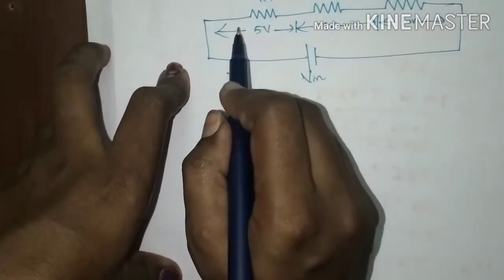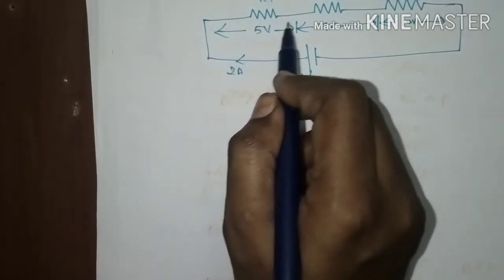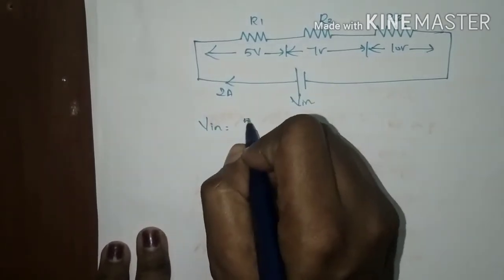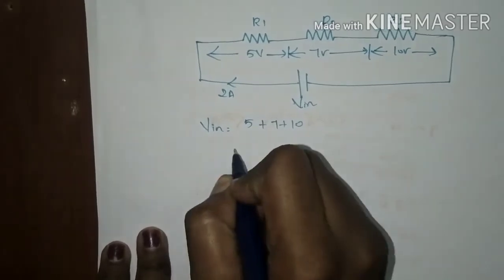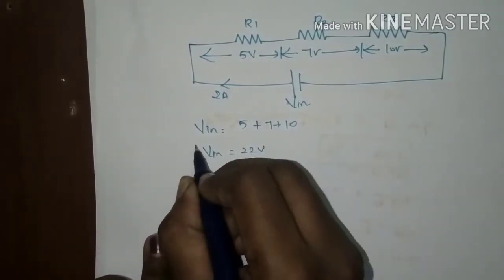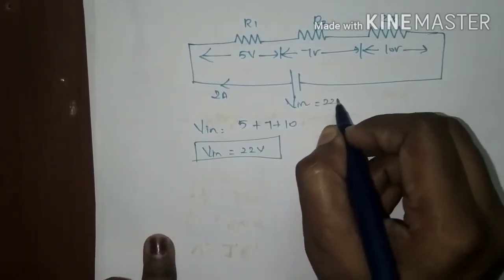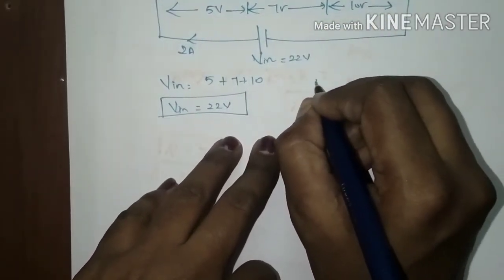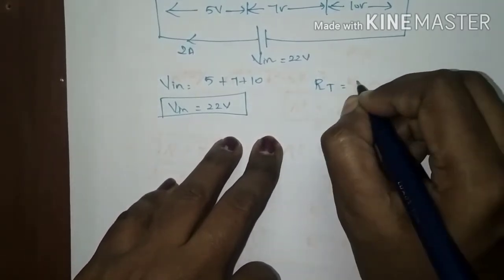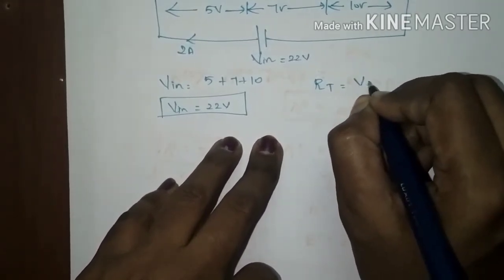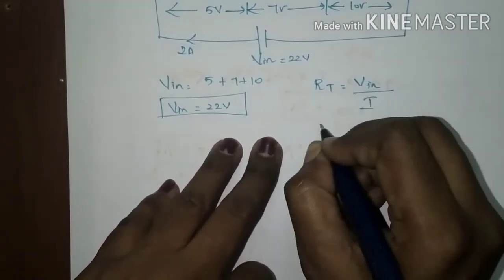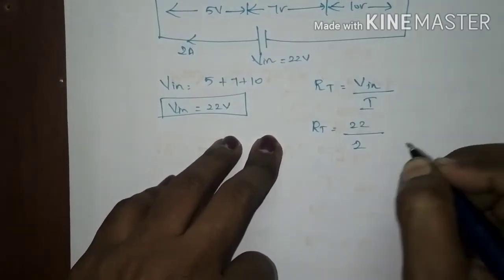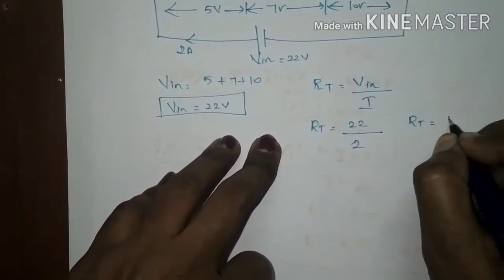The supplied voltage would be the sum of the potential drops that occur across the resistors present in the circuit. So V input can be given by the summation of 5, 7 and 10 volt. V input is 22 volt. V input supplied is 22 volt by summing up the values. And we can find the value of resistance. So total resistance, according to Ohm's law, can be given by V input divided by I total, which is passing through the circuit. R total would be V input, 22, divided by I current, 2 amp. So R total is equal to 11 ohm.